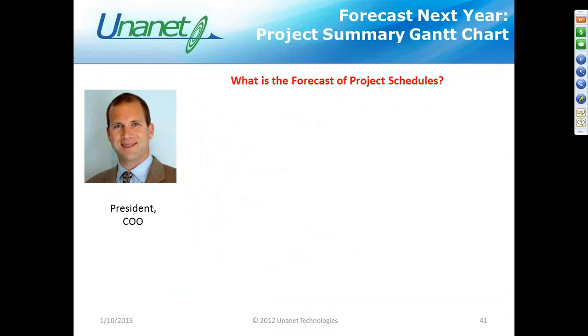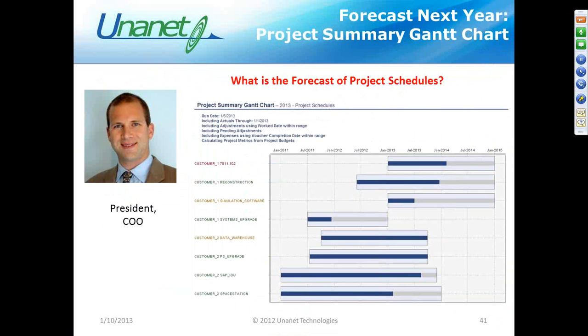A couple of quick graphic dashboards for the executive to view for 2013. This is a list of all the enterprise's project schedules, and he can determine which projects are actually going to be ending during this calendar year of 2013, and which will be going across 2013 into 2014. Just an overall picture of the projects and their schedules.